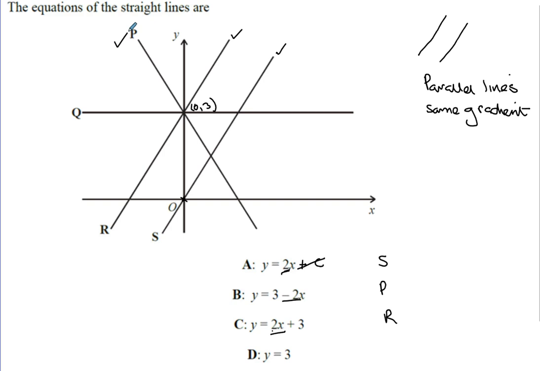So that's done. And this line here is y equals 3, because every point on this line, the y coordinate will be 3. So you've got 1, 3, 2, 3, 3, 3, 4, 3, 5, 3. Okay, so that line is Q. All right, okay. So these are all the things to sort of look out for.